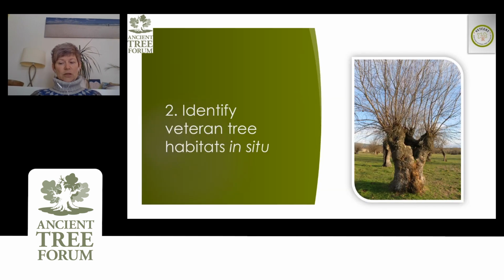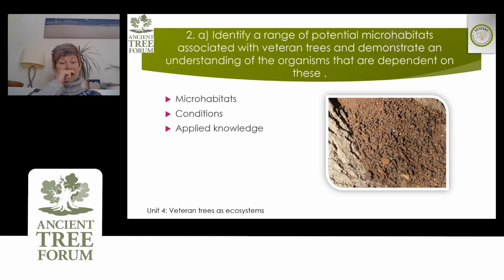Then we would expect you as a practitioner to be able to identify veteran tree habitats in situ. And this one is obviously an ash tree with fantastic hollowing and decay inside the main trunk. But we would expect you to be able to identify a range of potential microhabitats. By microhabitats, we mean small hollows or cracks, what we would call microhabitats that are associated with veteran trees, and demonstrate that you understand what species might make use of these particular habitats.